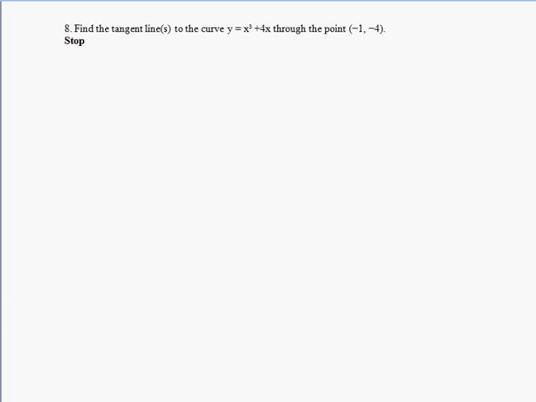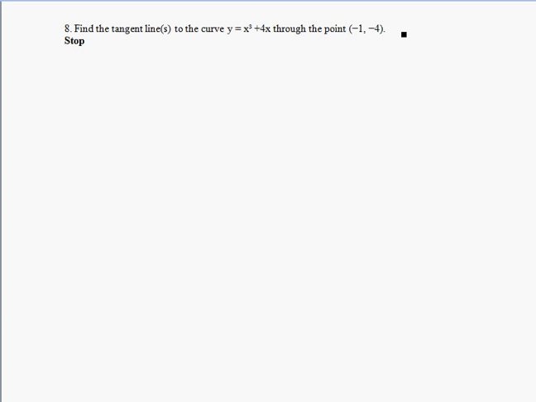Okay, so here's a little different problem here. It looks pretty straightforward, but it's pretty involved. You're given a function, and you want to find the tangent lines that are tangent to this function that go through this point, where this point is not on the curve.